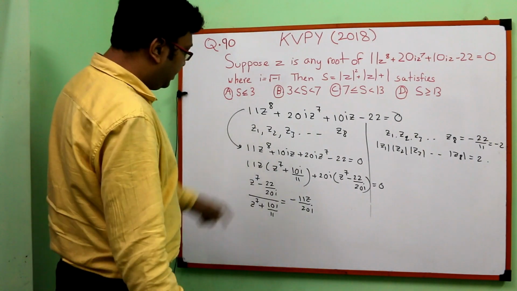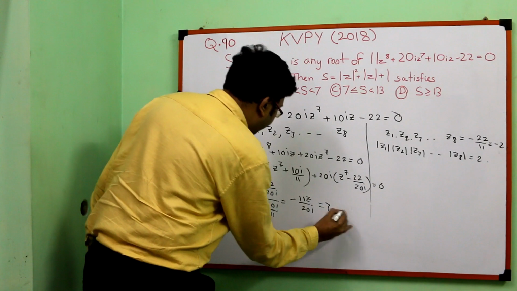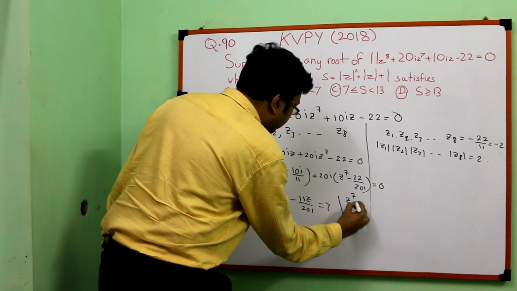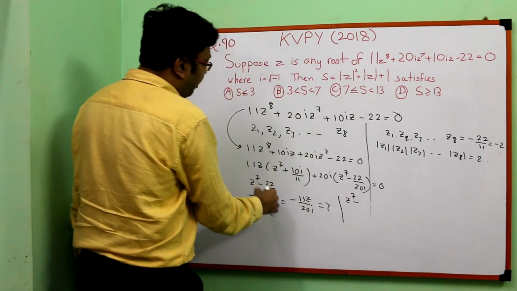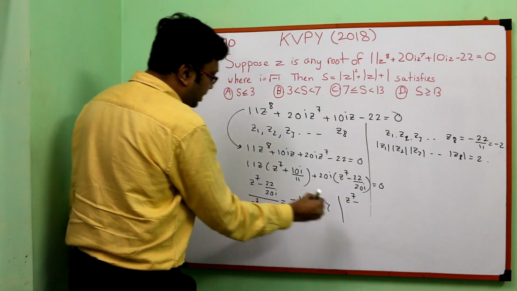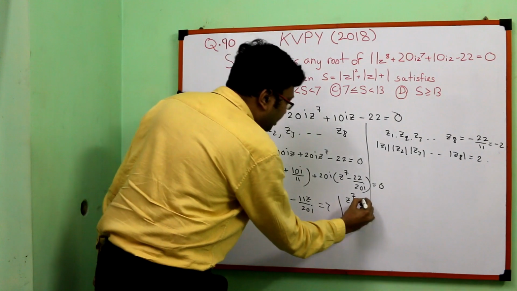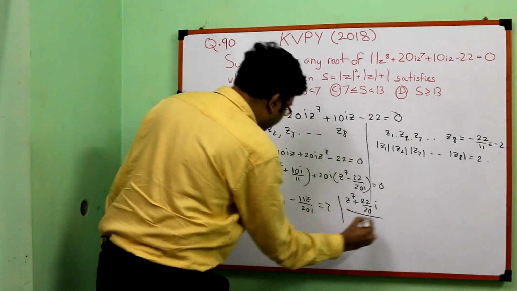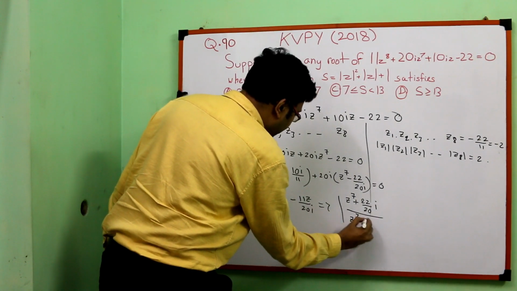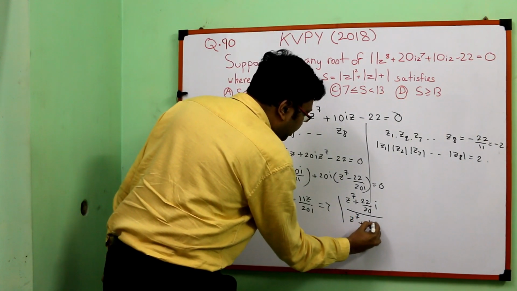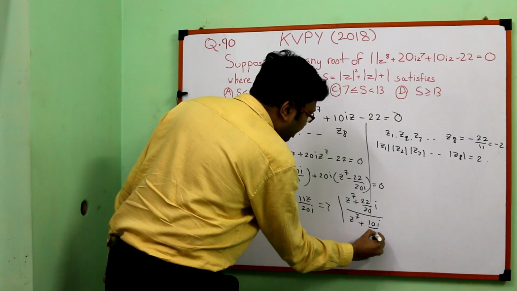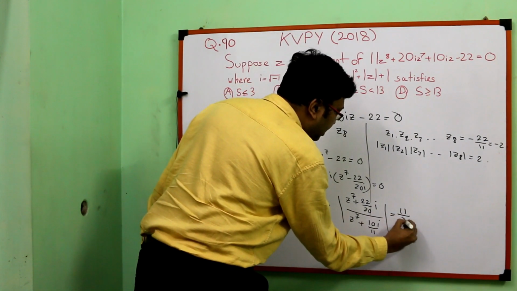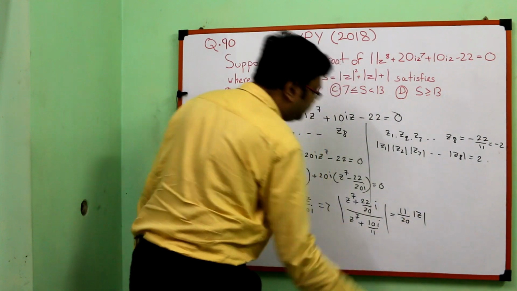Hence, I can say that this implies mod of z to the power 7 minus, I can say that 1 by i equal to minus i, so make it plus i, 22 by 20i, whole by z to the power 7 plus 10i by 11 equal to 11 by 20 mod z.